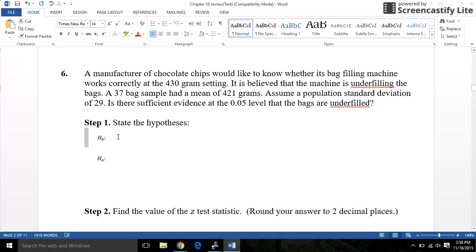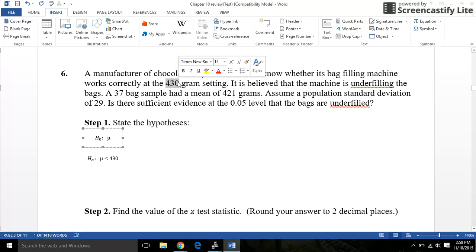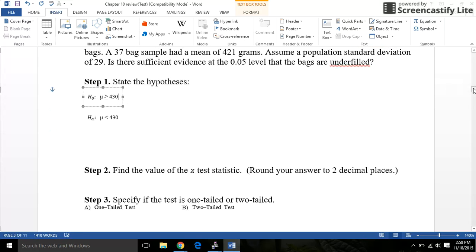Okay. Again, I know this is a mean, so I'm going to insert my symbol, mean, and then insert my symbol, mean. If it's underfilling, that means it's less than what it should be, so it's going to be less than the population mean of 430. I got this from my sentence because here's 430, and that's my population mean, and here is underfilling, which means it's less than. So if my alternative is less than, then my null is greater than or equal to 430. Okay? Find the value of the Z statistic.